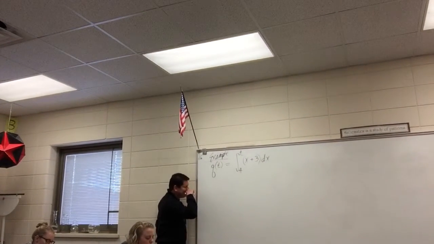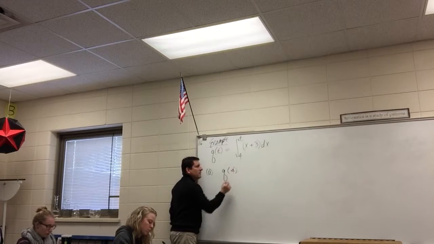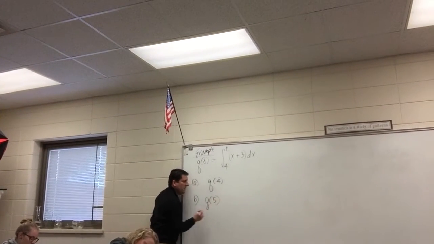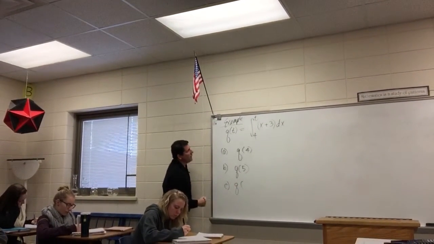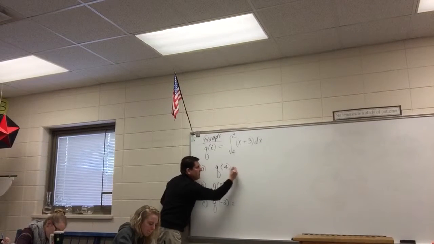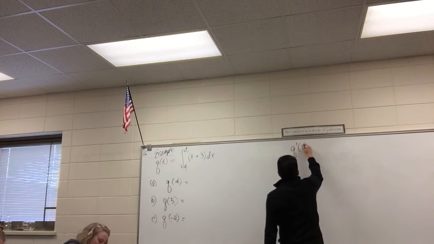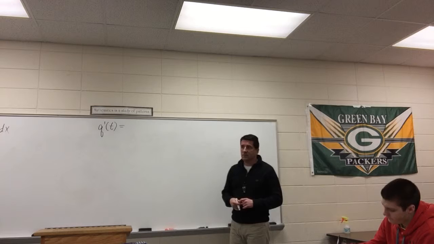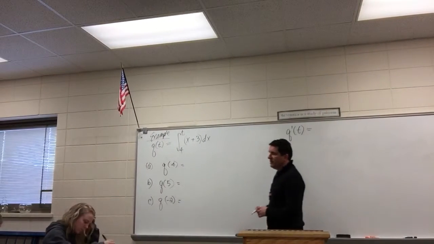So here's what I want you to figure out. I'm going to give you a couple of problems. So the first one I want you to do is I want you to find Q of 4. Then I want you to find Q of 5. Then I want you to find Q of negative 2. Okay. And then after we do this, I want you to find Q prime of t. And you got to do it all by hand. Okay? So, give me the answers to these three by computing it by hand.